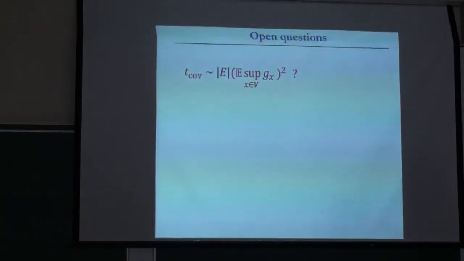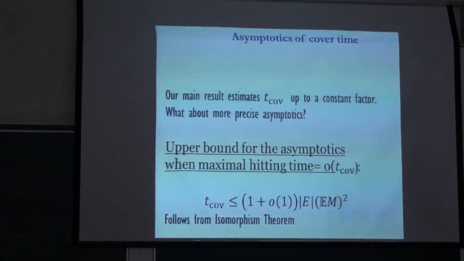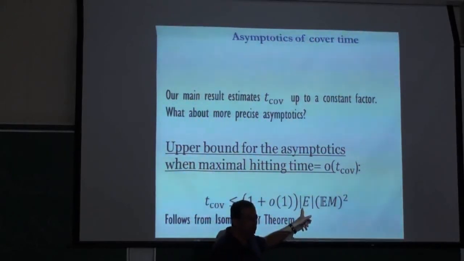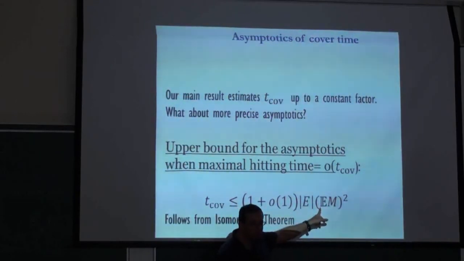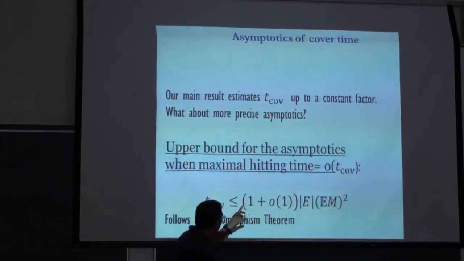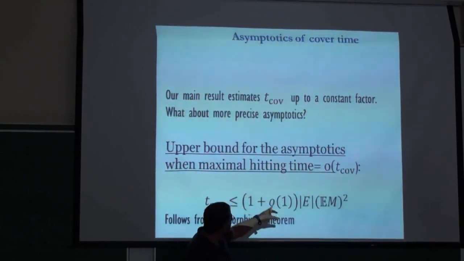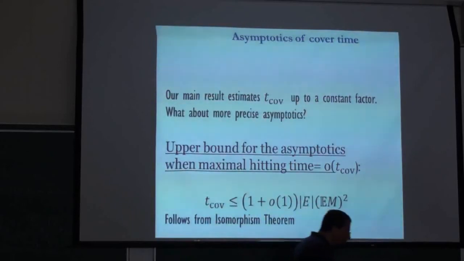Now, as I told you, our main result estimates the cover time up to a constant factor. What about more precise asymptotics? So again, the upper bound is easy. So remember, this is the quantity I told you is asymptotic, is equivalent to the cover time: the number of edges times the expected maximum squared of the field. And I told you before there's a constant here, but in fact the constant can be replaced by 1 plus little o of 1, assuming the cover time is concentrated.